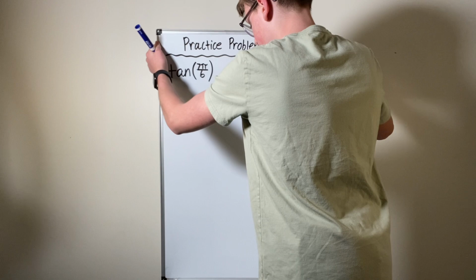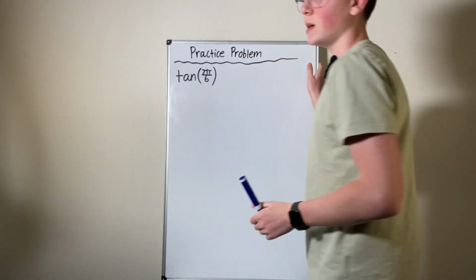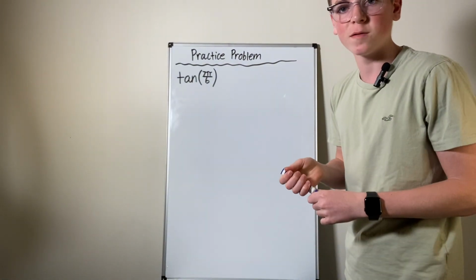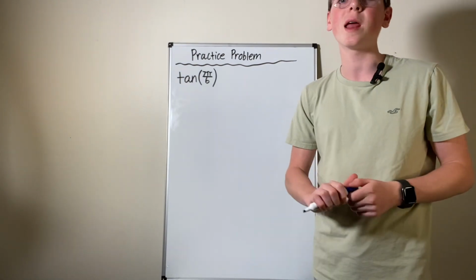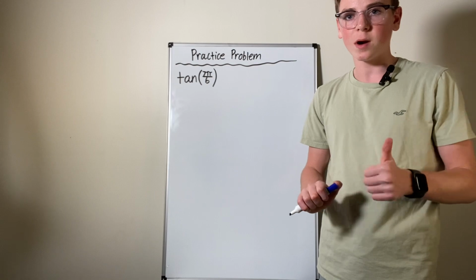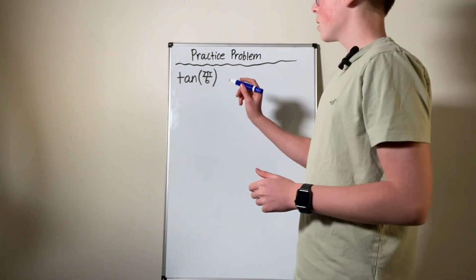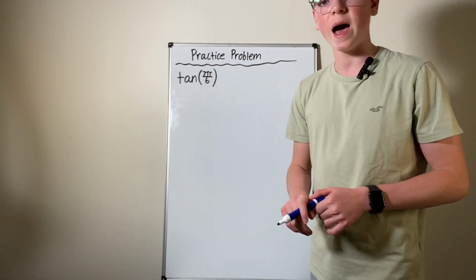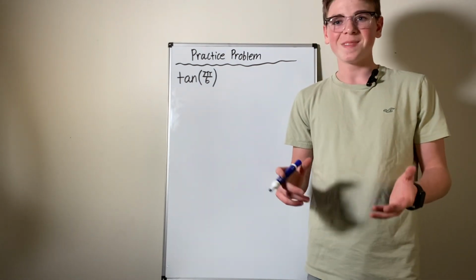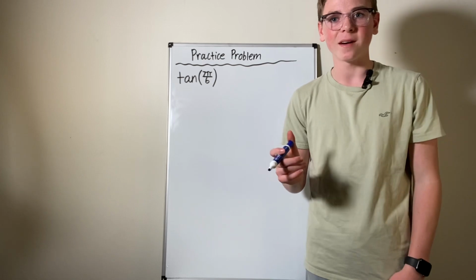And you should remember that tangent is sine over cosine, y over x, the slope of the hypotenuse of the triangle. Whatever helps you, do that. So now we have a practice problem. Let's do it: tangent of 7 pi over 6. That's all I have to solve this.